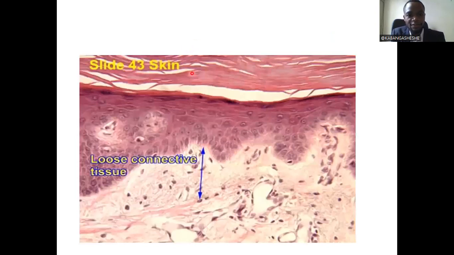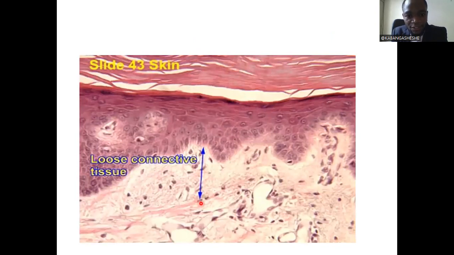This is a skin. That is the dermis, the epidermis. Epidermis from here up to there. Then the following layer is loose connective tissue. So that is loose connective tissue. What we are seeing here are nuclei, because they are multiple. 1, 2, 3. These are nuclei of cells of connective tissue. To be specific, these are fibroblasts.